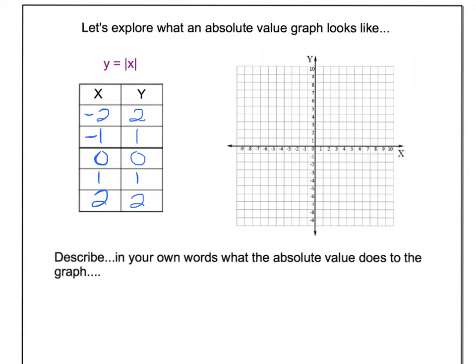Now let's graph it. I'm going to graph this part first. 0, 0, 1, 1, and 2, 2. And if I create a line through here, this looks like what we've been doing all chapter long, linear equations. However, the difference comes on the other side. Because when you take an absolute value of a negative number, you're always going to get a positive, it ends up reflecting this side of the graph back up. And it ends up looking like a V. All absolute value functions will look like this.